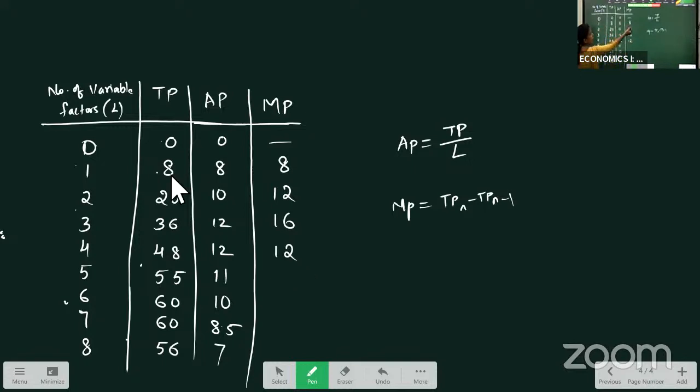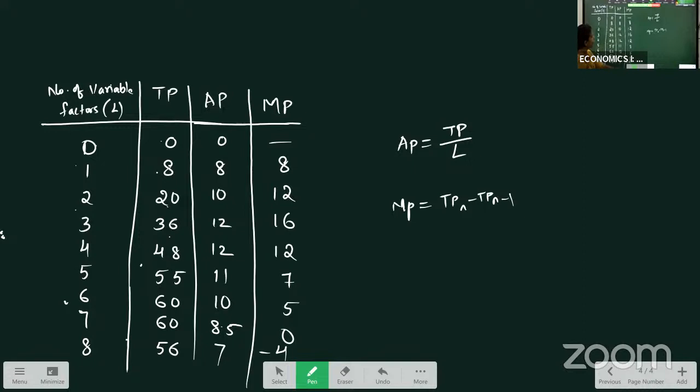You can do it in the simple way. 8 minus 0, 8. 20 minus 8, 12. 36 minus 20, 16. 48 minus 36 is 12. Then next you will have 55 minus 48, it is 7. 60 minus 55, 5. 60 minus 60, 0. 56 minus 60, minus 4. So this way we are calculating the marginal product.